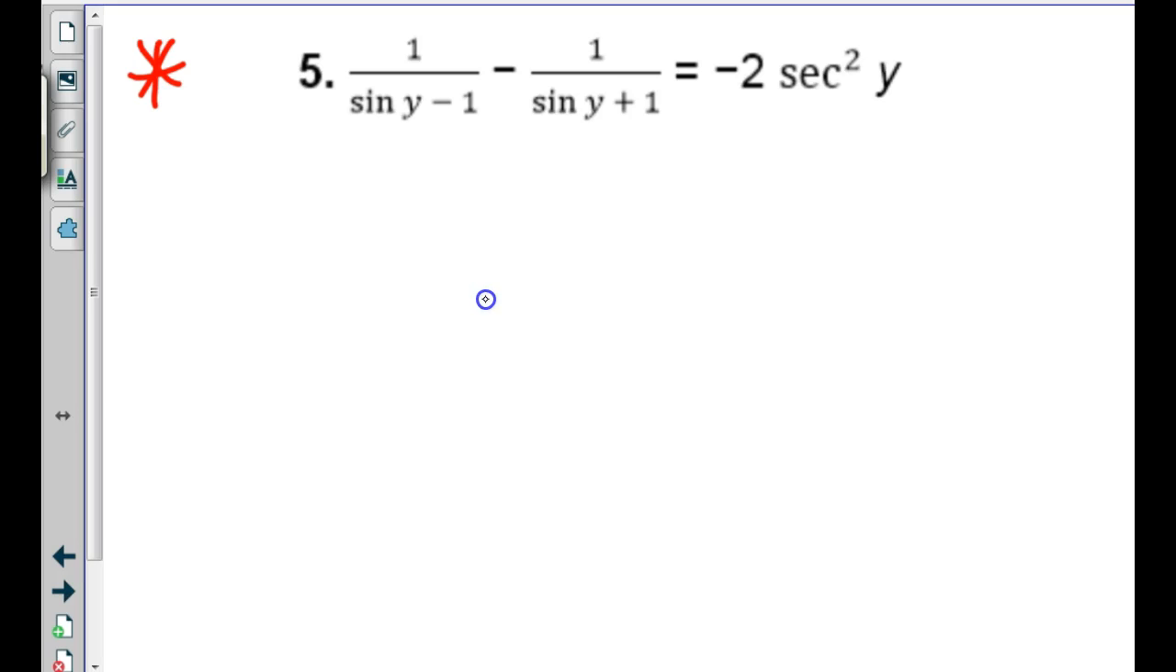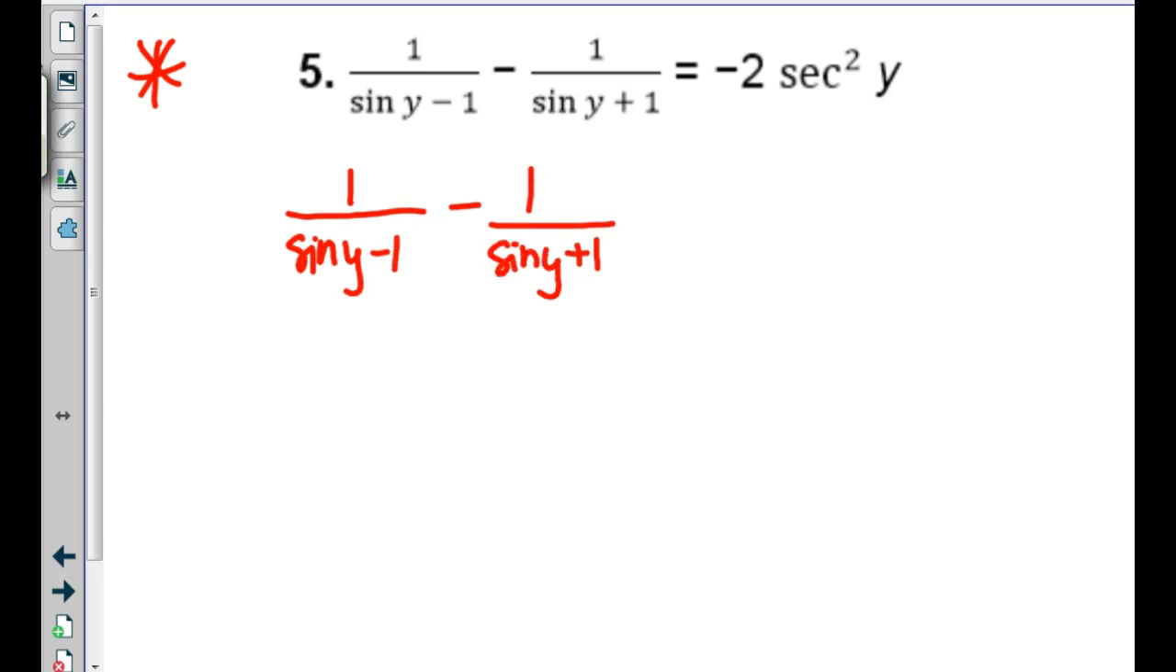What are you going to need to do to make this simpler? To get a common denominator, right? So I'm going to rewrite that step. Okay, what would I need to have as the common denominator, guys?